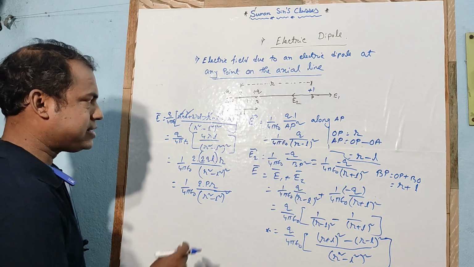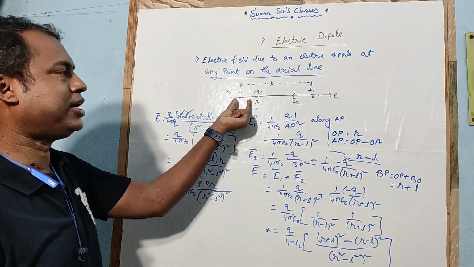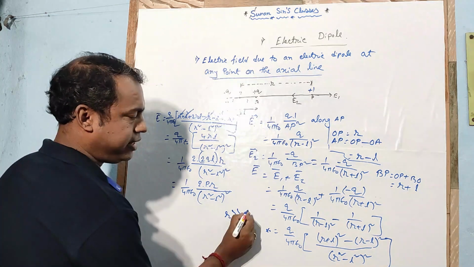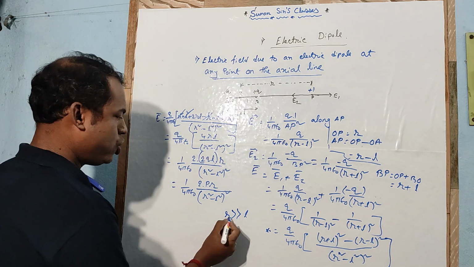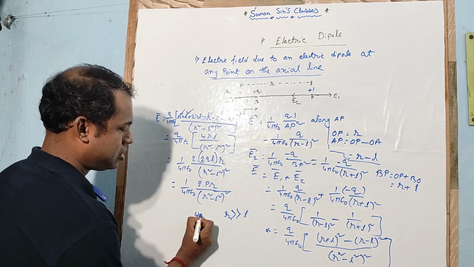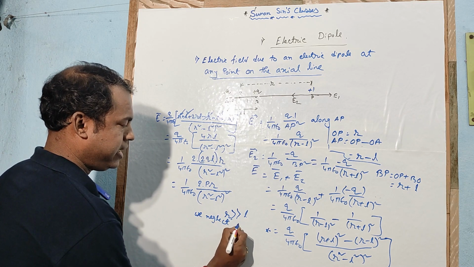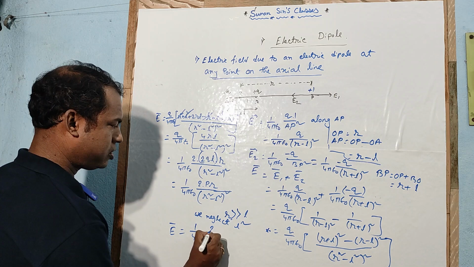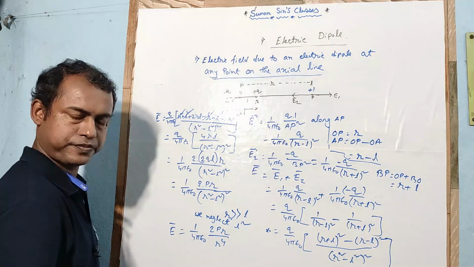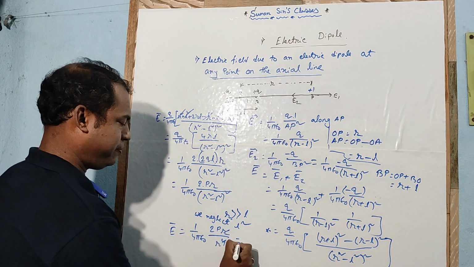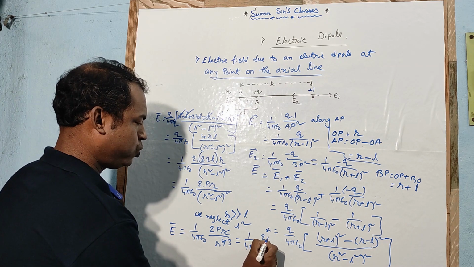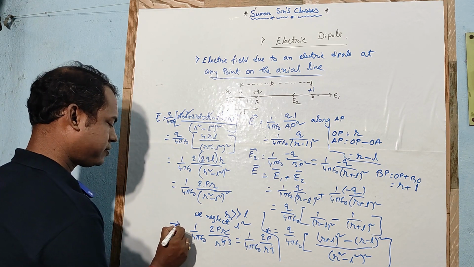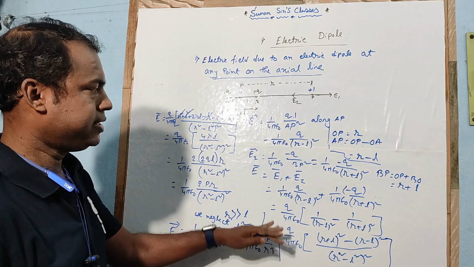Now if I consider the ideal dipole, where the distance between the two charges tends to 0, that is R is greater than L, we neglect L square. So in this case E equals 1 by 4 pi epsilon naught, 2PR by R to the power 4. Okay, so R cancels out, that means 1 by 4 pi epsilon naught, 2P by R cube. This is the value of the electric field at any point on the axial line. Okay, up to this part is completed.